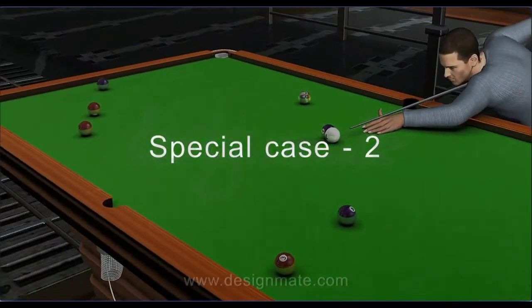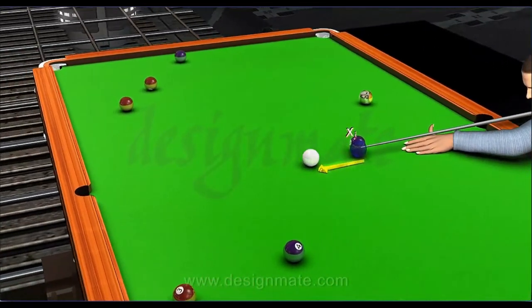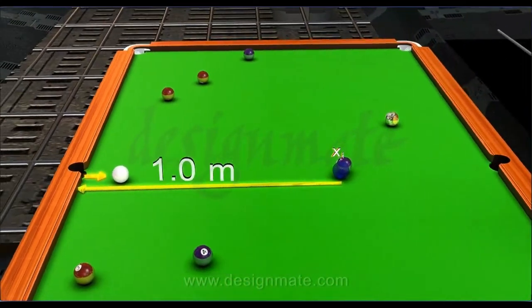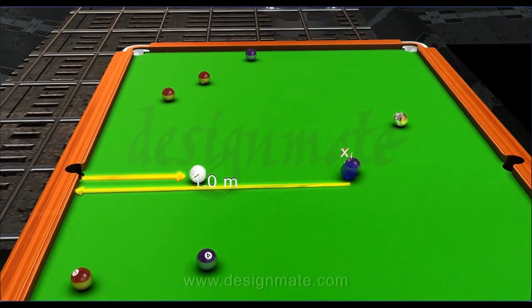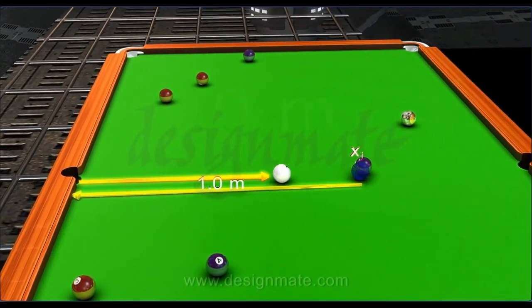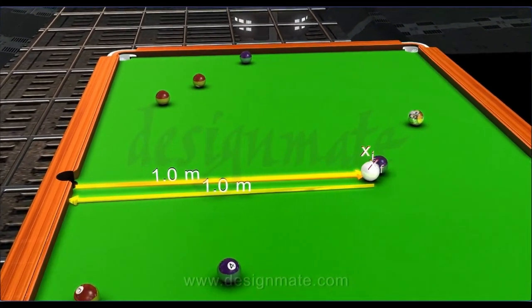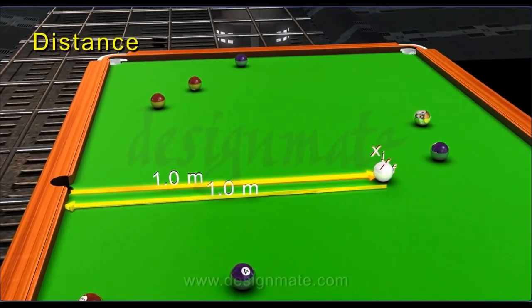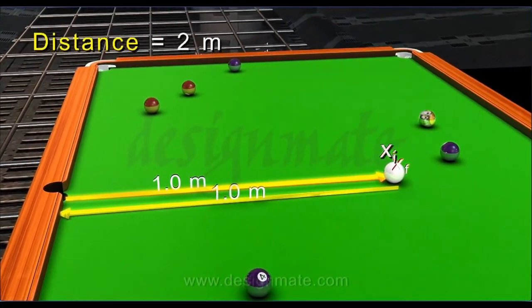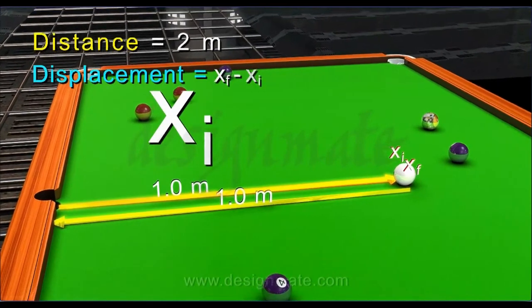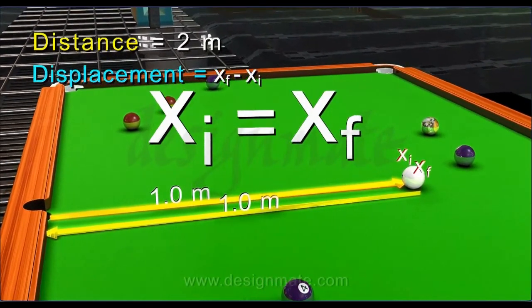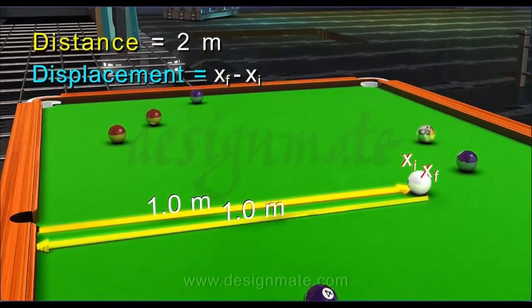Now, can you tell what would be the displacement if the ball travels 1 meter and comes back to the initial position xi along the same path? Here, the distance traveled is 2 meters. But as the initial position xi and final position xf are the same, the displacement is 0.